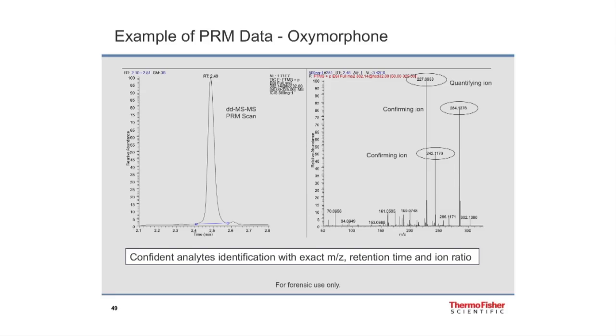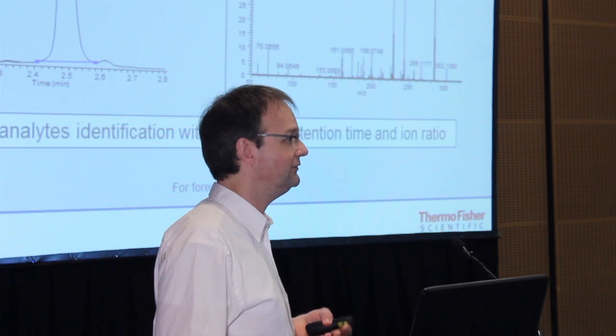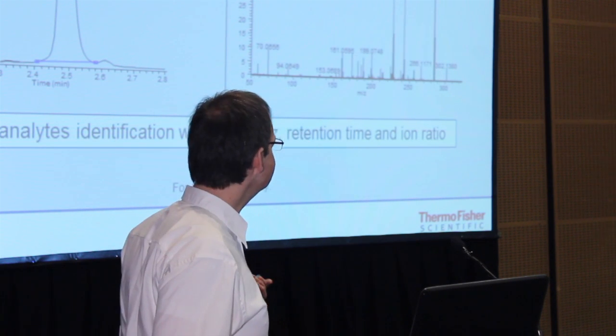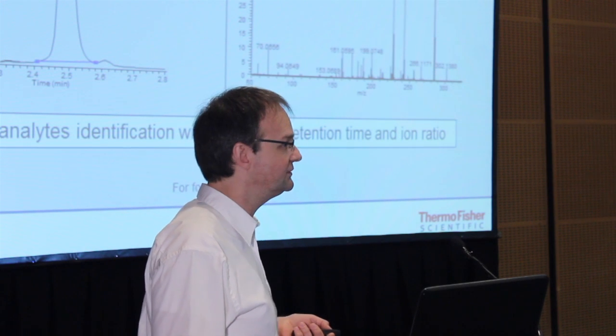And this is what it looks like in the end. For example, the oxymorphone. You get a very nice peak on the quantifying ion, and you get enough qualifier ions for confirmation. So again, whatever the regulatory needs are, you can meet them because it's all high resolution detected. If you're in need of some identification points, this always gives you enough identification points.